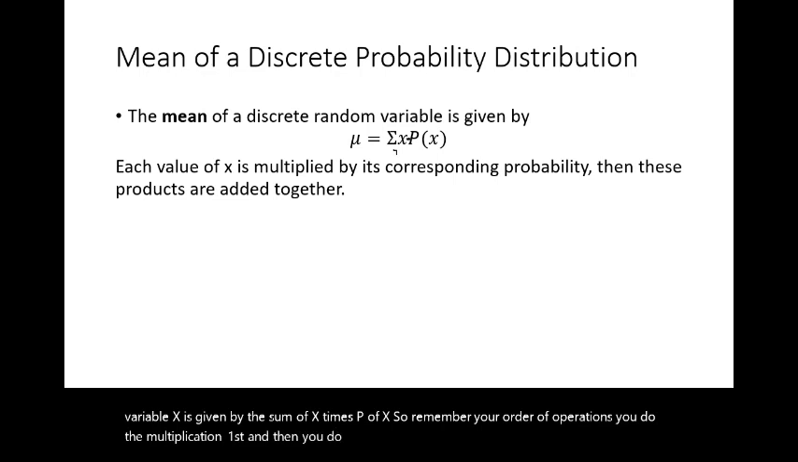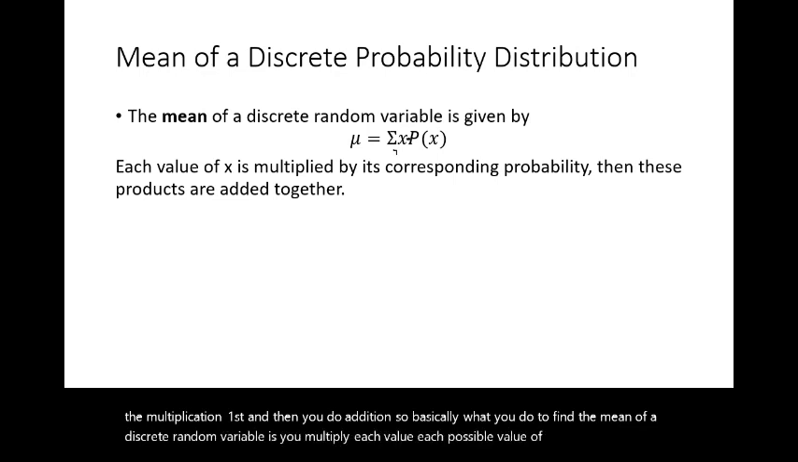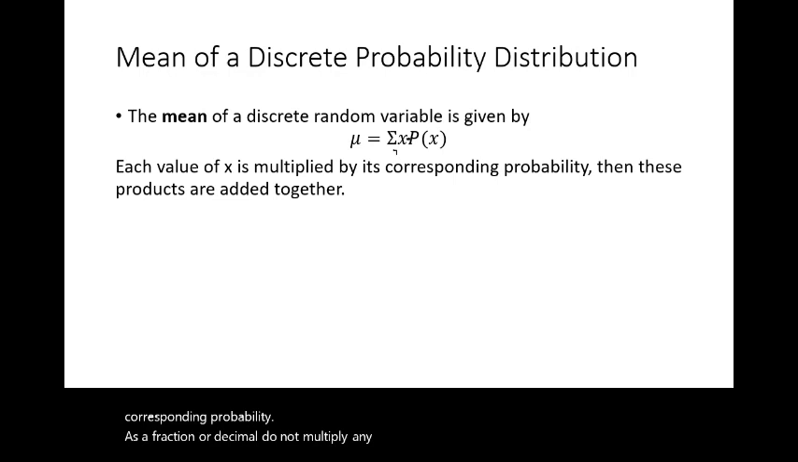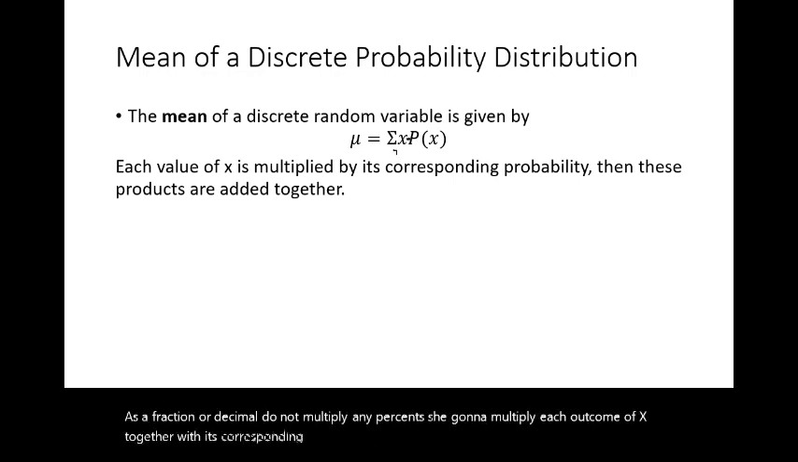So basically what you do to find the mean of a discrete random variable is you multiply each possible value of x together with its corresponding probability, as a fraction or decimal. Do not multiply any percents. So you're going to multiply each outcome of x together with its corresponding probability. Then you're going to take all of those products and add them together.